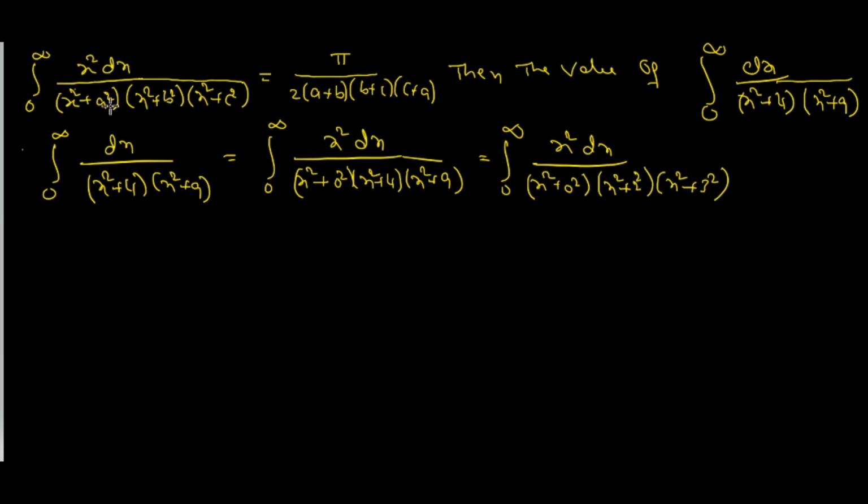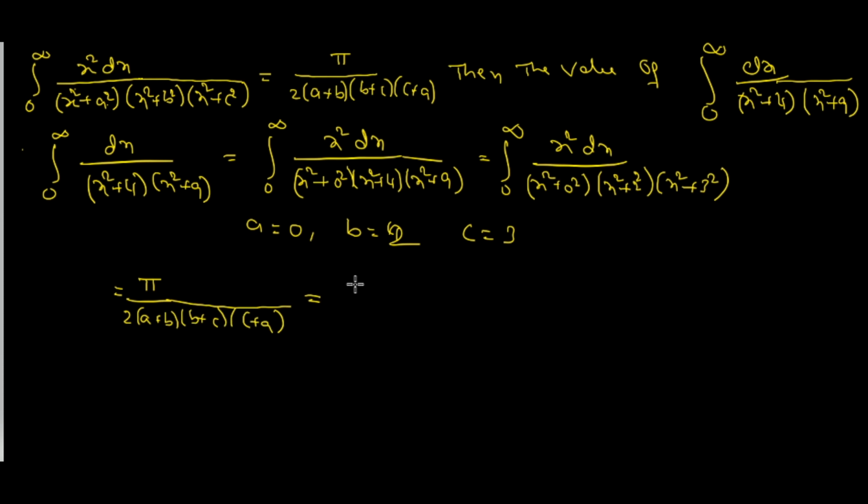Equating these two equations, a square is 0 square, that is a is equal to 0, b is equal to 2 and c is equal to 3. Substituting these a, b, c values in the given integration, that is equal to pi by 2 into (a plus b) into (b plus c) into (c plus a), that is pi by 2 into (0 plus 2), (2 plus 3), into (3 plus 0).